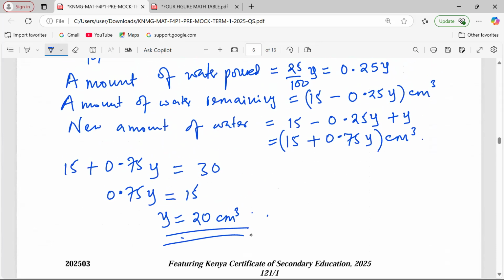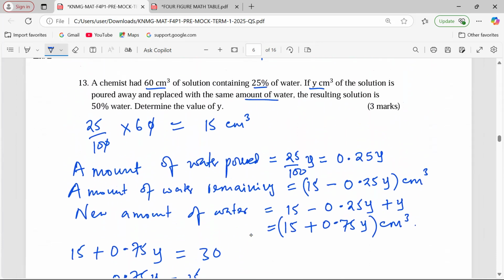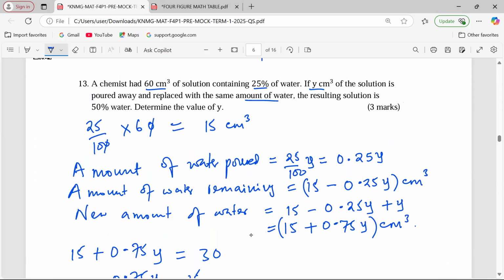Number 14. Okay, this again requires a very intense interpretation. Let me repeat it. A chemist had 60 cubic centimeters of solution containing 25% water. So water initially was only 15, that is a quarter, 25%. Then we poured out some amount of the solution. Remember, this solution being poured contains both water and the other components of the mixture. So if we pour out Y, 25% of that Y is water. That is the amount of water that we have poured out.